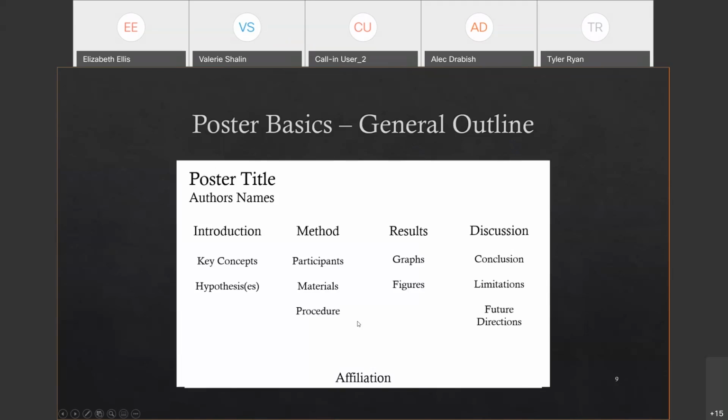What we used to do in my old lab was we had the UNF logo up here, but then our lab affiliation. So we were the person by situation lab team. So we had person by situation down at the bottom. But then it follows the general idea. So you have an introduction, key concepts, hypotheses, all that good stuff, maybe some models in there. Method, you'll have your participants, materials, procedure, results, graphs, figures, what have you. And then your typical discussion section, conclusion, limitation, future directions.